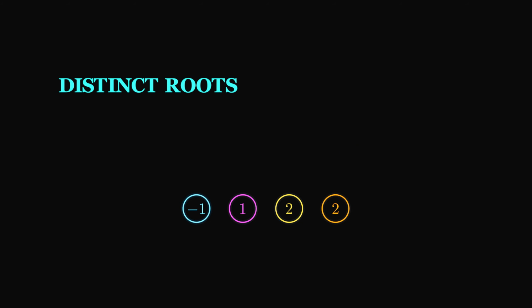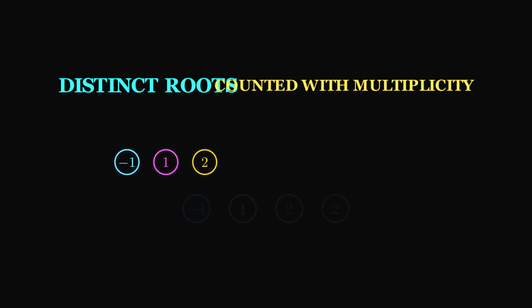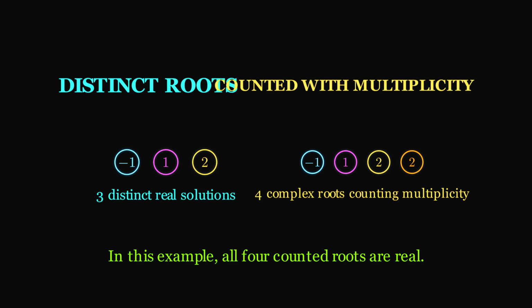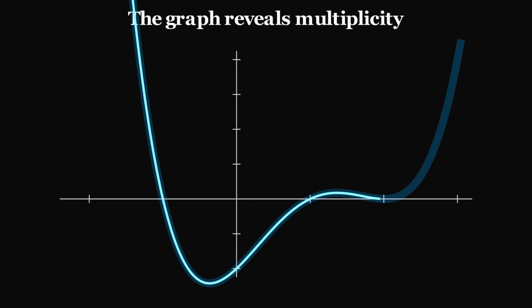This is the distinction between distinct roots and roots counted with multiplicity. The polynomial has 3 distinct real solutions, but 4 complex roots counted with multiplicity. In this example, all 4 counted roots happen to be real. The graph shows the difference immediately.